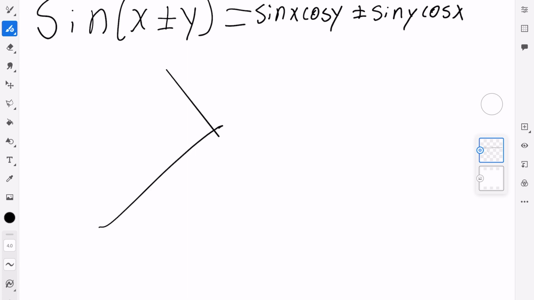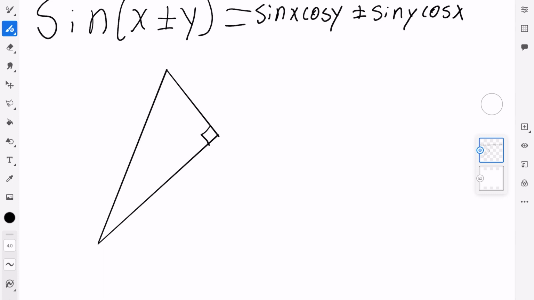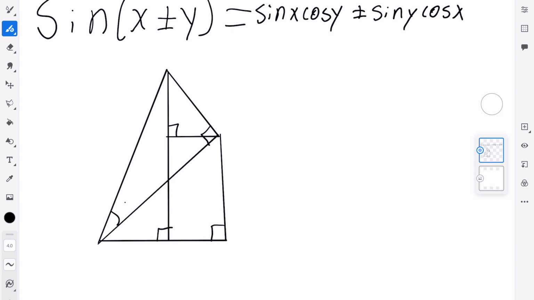So the most common way to prove this is to use two triangles and to join them together with a rectangle. My apologies for the drawing. All right. So let's consider this angle to be x, and this angle to be y.